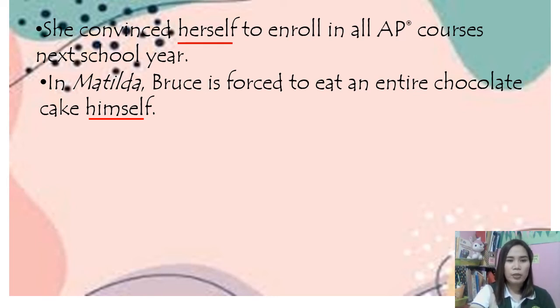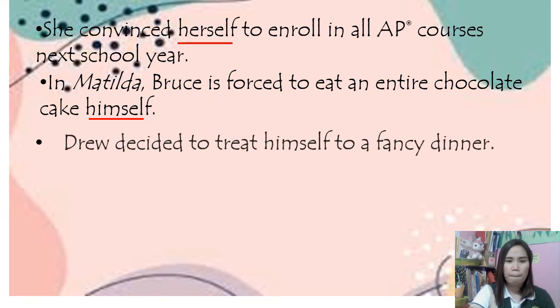All right, so let's have sentence number 3. Drew decided to treat himself to a fancy dinner. Okay, so our pronoun is himself. Now let's omit himself. Drew decided to treat to a fancy dinner. So something is missing. Drew decided to treat who? Himself. So himself here acts as a direct object. Therefore, it is a reflexive pronoun. So it refers to Drew.